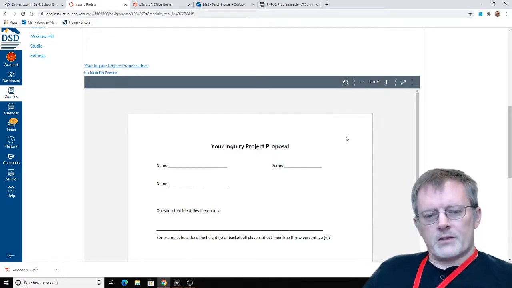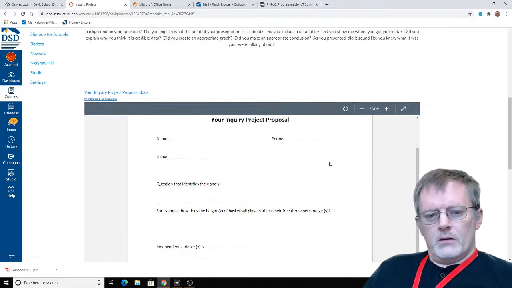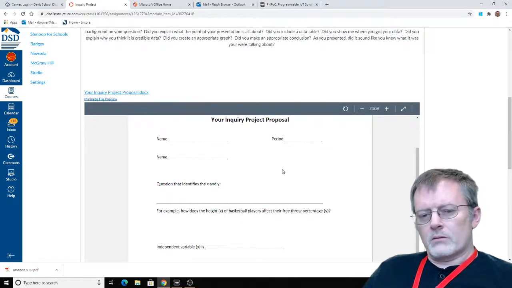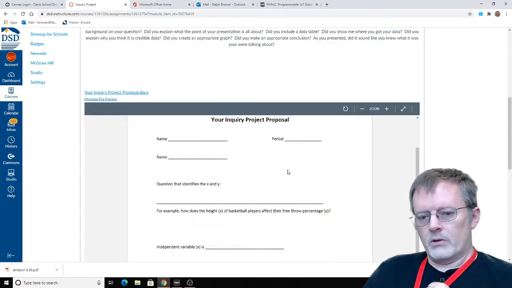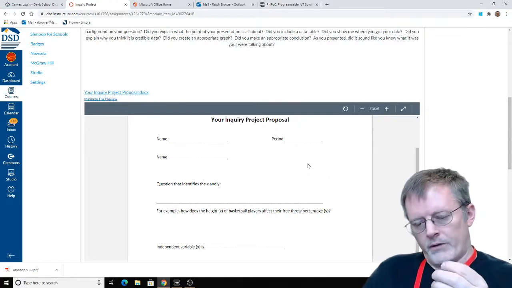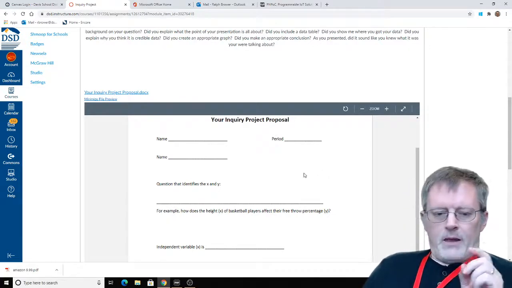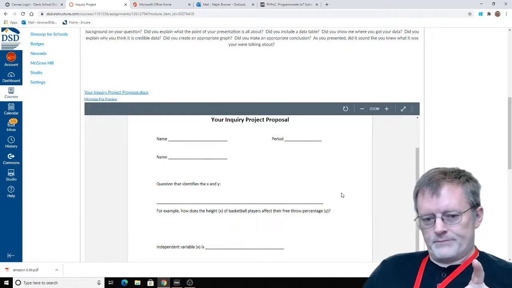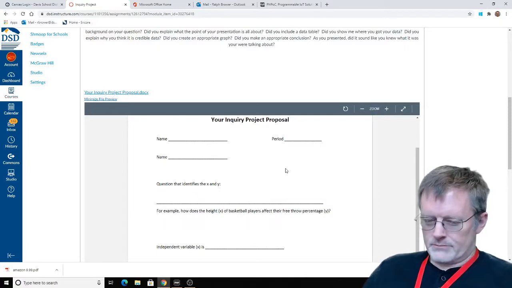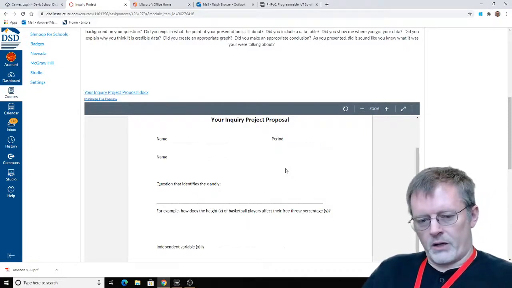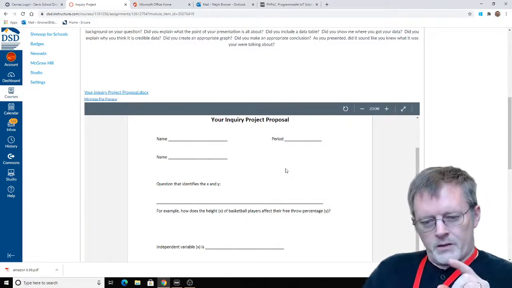Okay, so this document is where, before you start building your PowerPoint, analyzing your data, and collecting your data, you need to get your inquiry project proposal approved. It's really critical that you are headed off in the right direction, and that means you've got a good question. So basically, you're going to be showing me this paper. It doesn't have to be this paper exactly. It could be some other paper with your names on it and the question written out. Because it's that question that's critical.